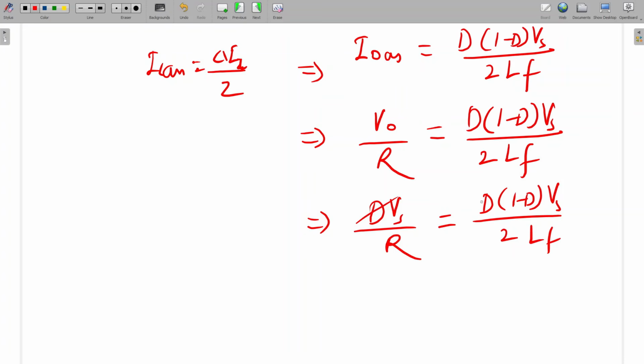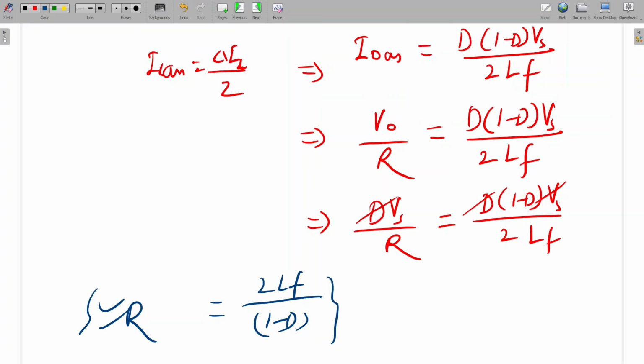So D Vs will be cancelled. What will be the value of R? R will be equal to 2LF divided by 1 minus D. So this will be the final value. 2500 ohms, sir. How much? 2500. So see, I will tell you one point here.